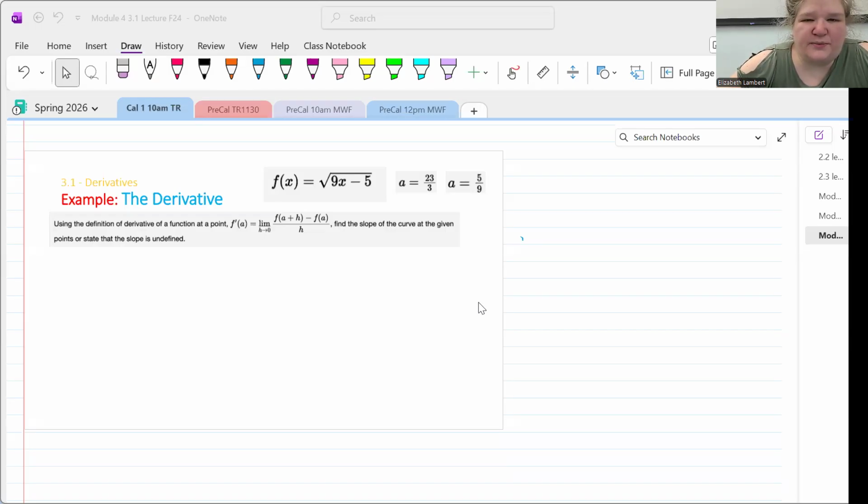All right, so we have our definition of the derivative. The limit as h approaches 0 of f of a plus h minus f of a, all over h, is defined to be f prime of a. That's how we read f with this little tick mark of a. That means the derivative of f at a.